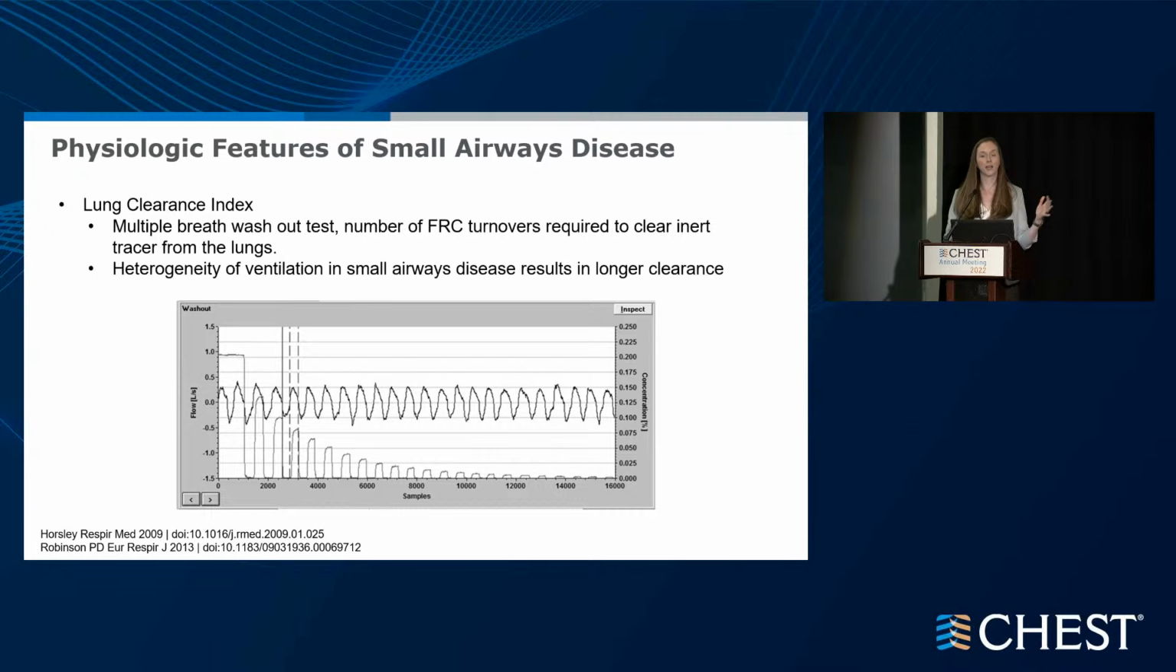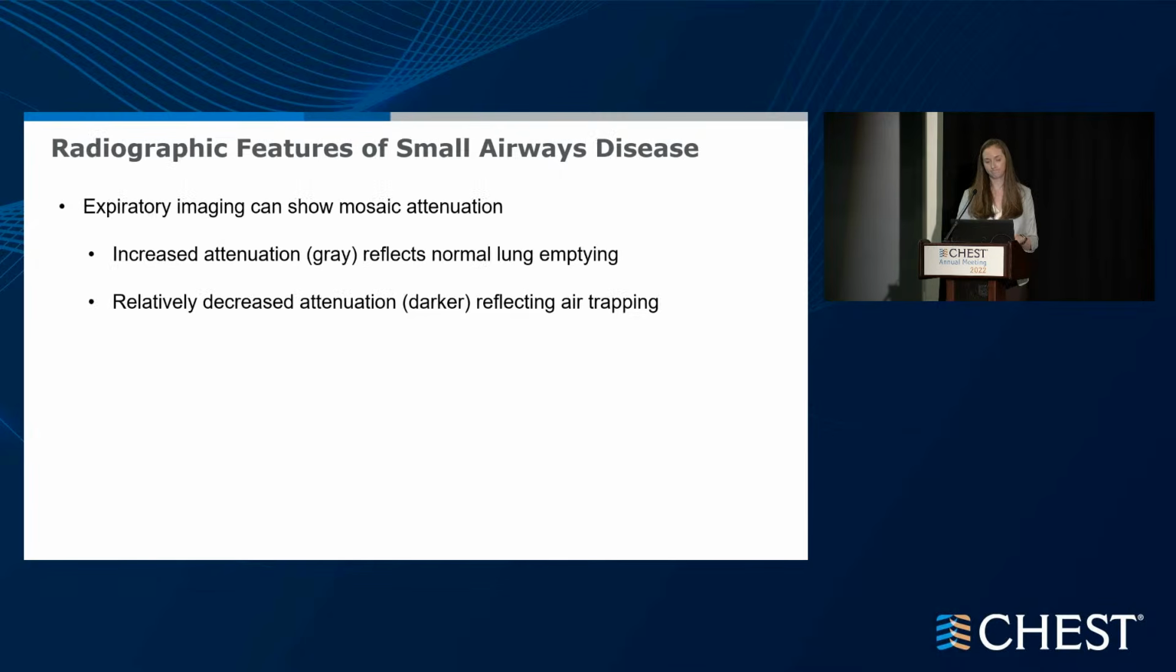If we're looking at how many breaths, how many FRC turnovers it takes for equilibration of that inert gas out of the lungs, if you have more diseased small airways, it will take more turnovers of FRC before you have full equilibration of that inert gas, and that will increase this lung clearance index. This index has demonstrated great sensitivity in detecting early airways disease, still largely done within research settings, but potentially easier to make available within your local labs.